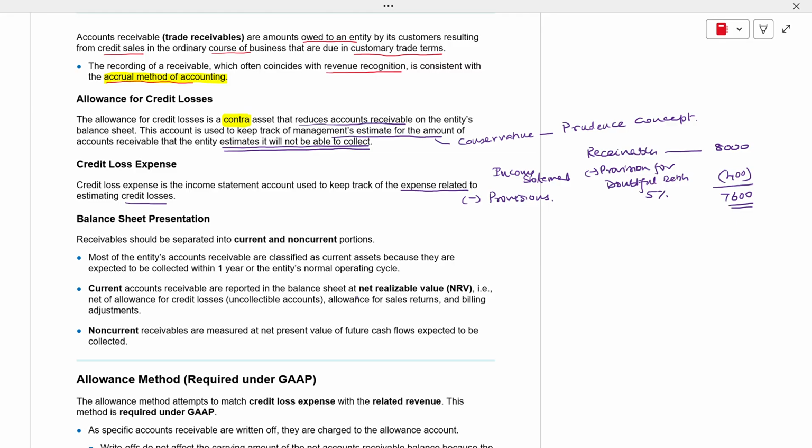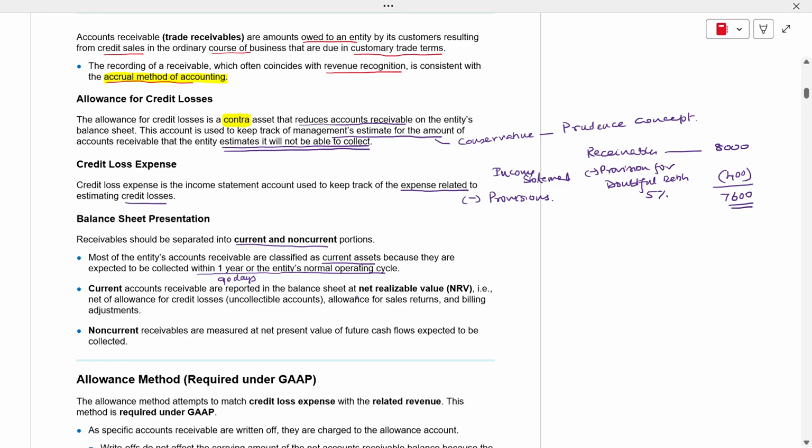How are you going to show it in the balance sheet presentation? Receivables should be separated as a current or non-current portion. Definitely, most of the time it will be current assets only. Most entities' accounts receivables are classified as current assets because they are expected to be collected within one year or the normal operating cycle. I will not say within one year. Within one year is the maximum; it is going to be 90 days.